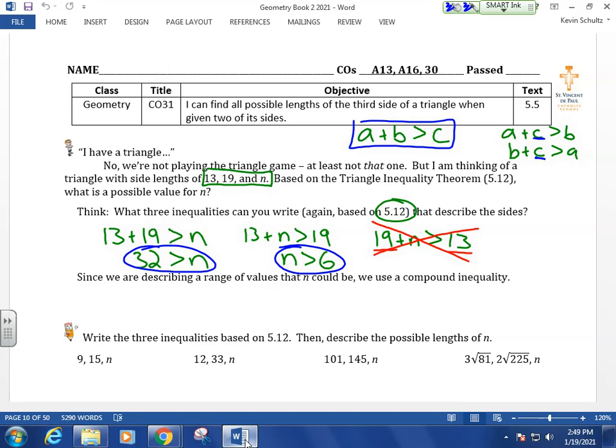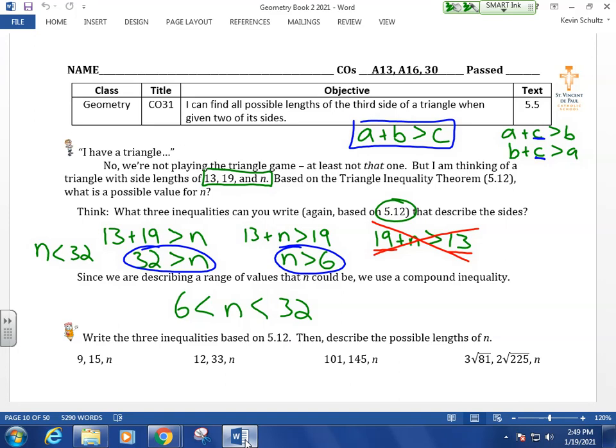Remember, we can rewrite 32 is greater than n as n is less than 32. We can reverse the values on each side of the inequality if we also reverse the sign. So this tells us that n is between 6 and 32. Going back to CO16, where we learned about compound inequalities in algebra, 6 is less than n, which is less than 32. Any value within that range of numbers is going to make this work.